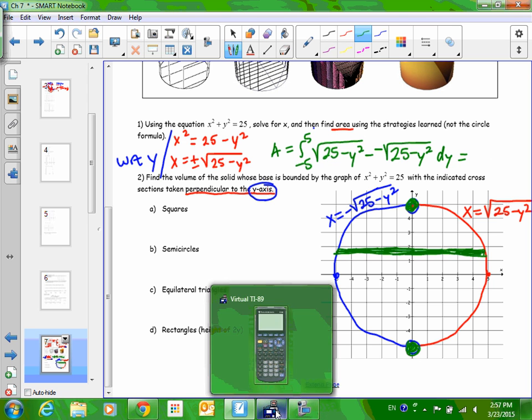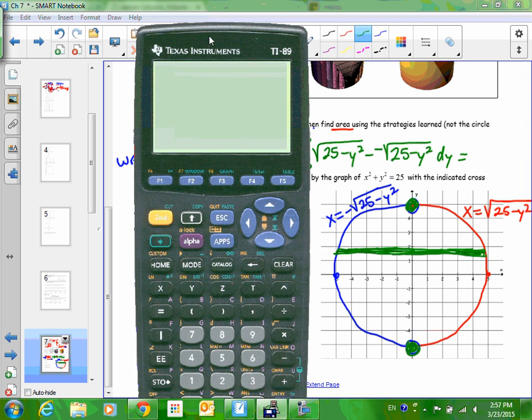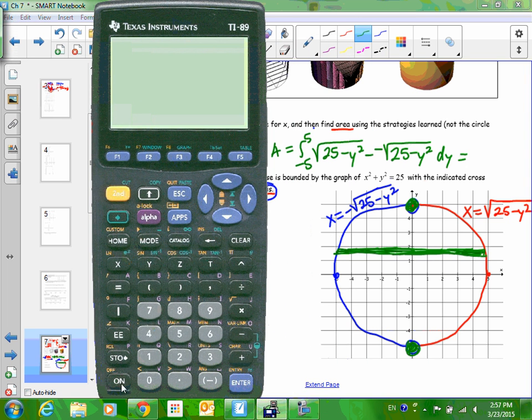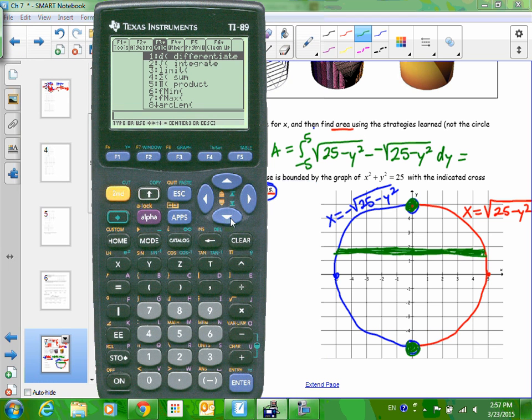Okay, let's go ahead and plug this into the calculator. So we'd go F3, integrate, and then we would do the square root. I'm just going to type it all in. And then remember at the end, comma y, comma -5, comma 5. This is something you should know how to do for the quiz tomorrow.